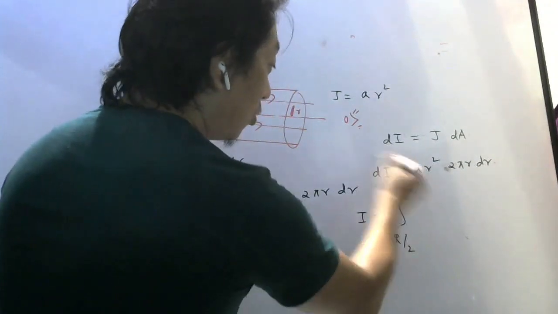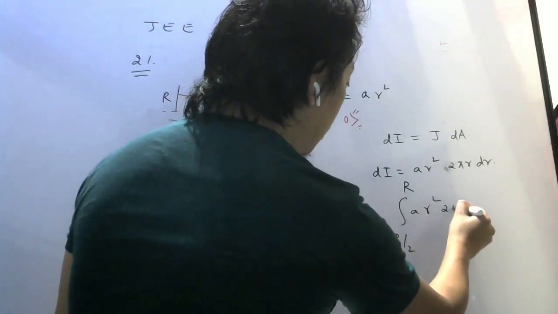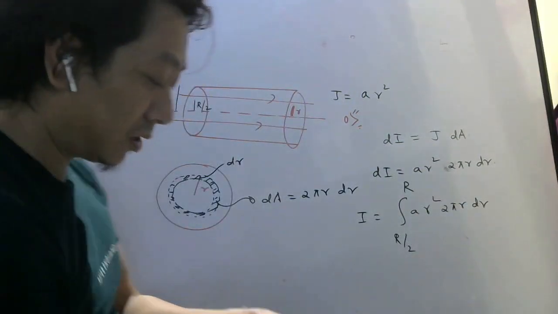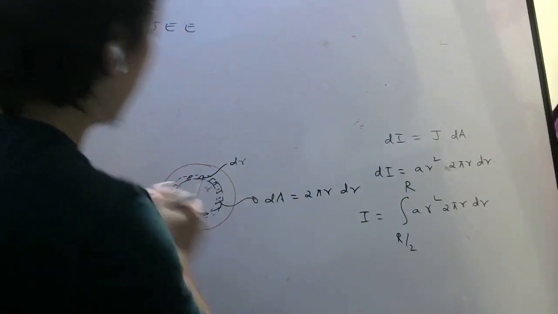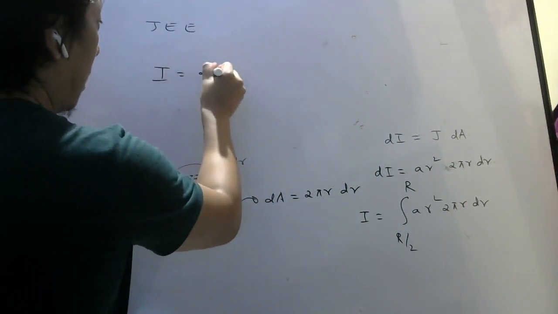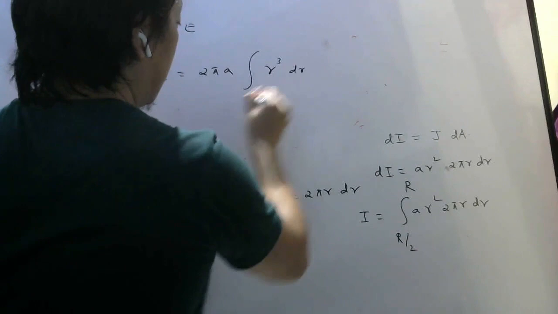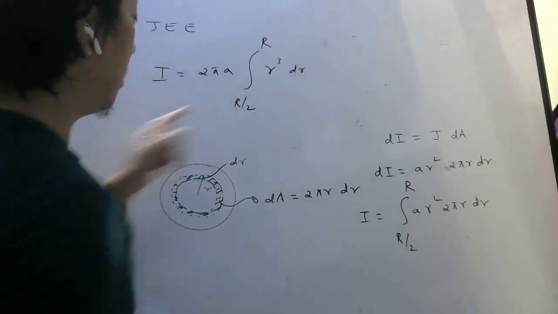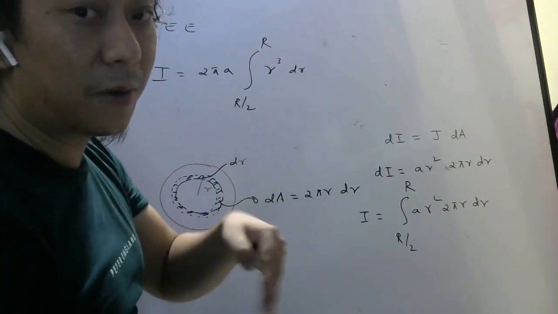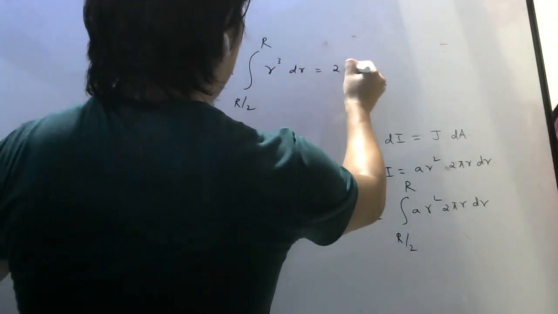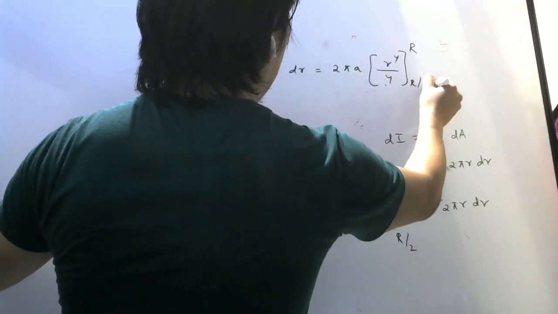So you have to integrate the small current. This is the small current. So you integrate to find the total current: A into R square into 2 pi R dr. Now constants you take outside. So if you take the constants outside, what will you get for the total current? 2 pi A is constant, integration of R power 3 dr, from R by 2 to R. Integration of x dx is x square by 2. Integration of R power 3 will be R power 4 by 4. So 2 pi A R power 4 by 4. Upper limit is R, lower limit is R by 2.